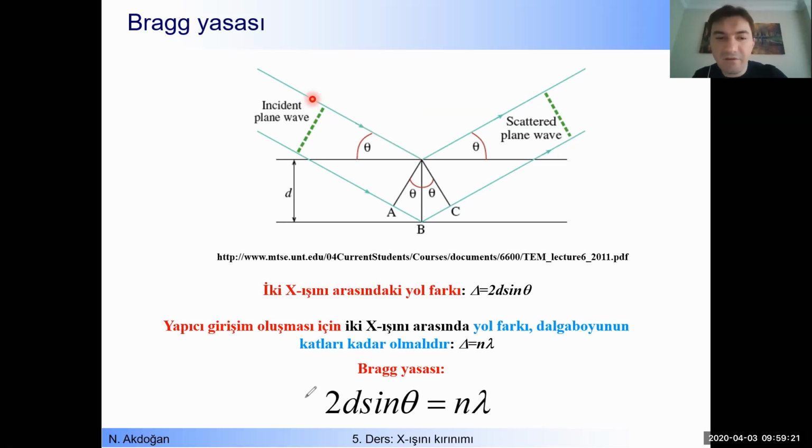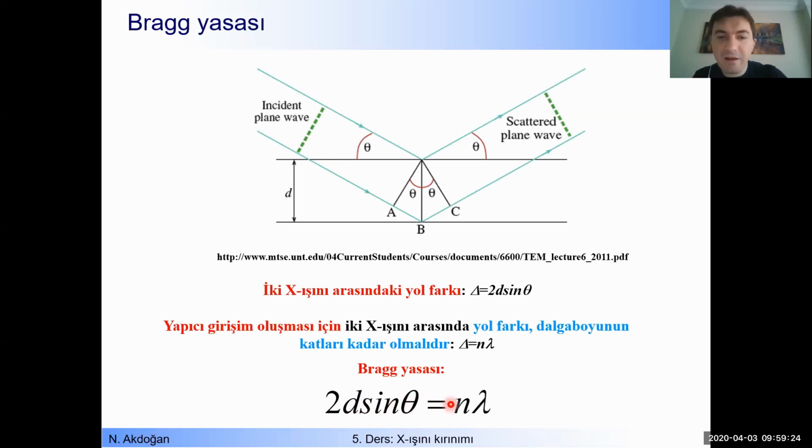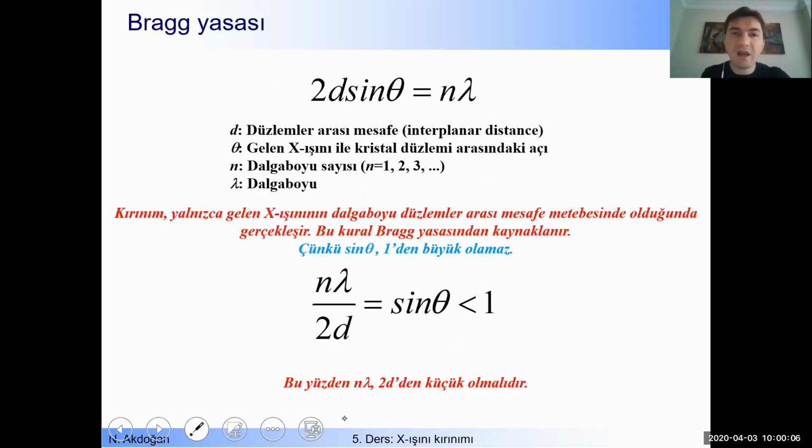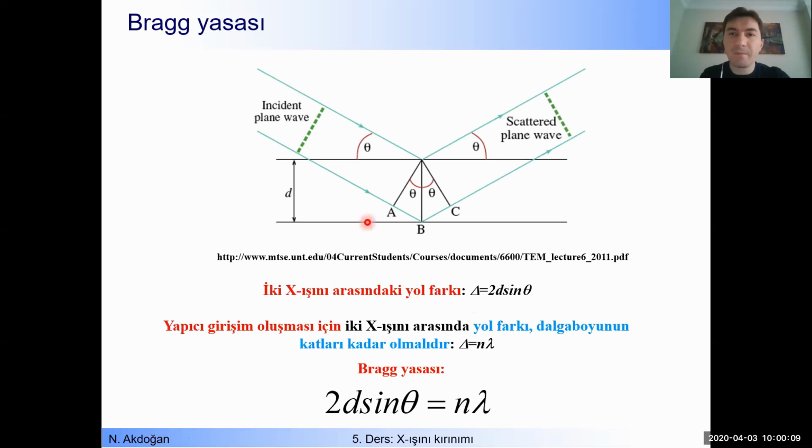Okay, so here we have theta, and n is the integer number, which starts from 1 and goes 1, 2, 3, okay? And lambda is the wavelength of the X-ray. So this is Bragg's law, and it was discovered in 1912 by Bragg, and awarded the Nobel Prize in 1915. Do you have any question here? Okay, then let me continue.